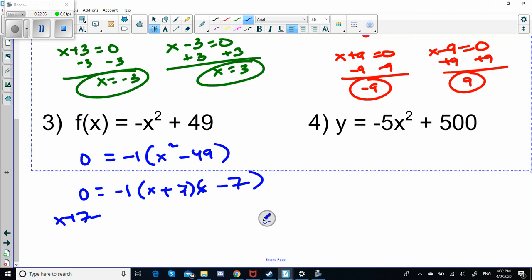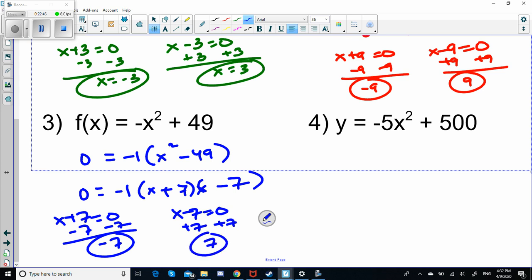So x plus 7 equals 0, and x minus 7 equals 0. So here I subtract 7, and here I add 7. So my two solutions are negative 7 and 7.